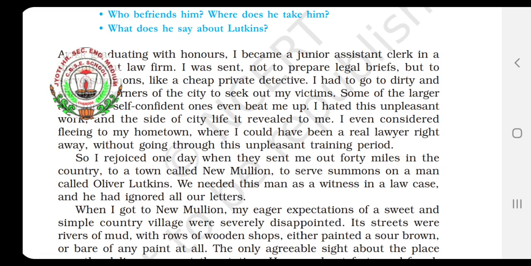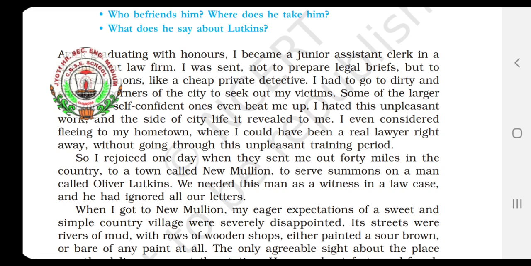a town called New Mullion to serve summons on a man called Oliver Lutkins. We needed this man as a witness in a law case, and he had ignored all our letters." So one day he was very happy, he enjoyed that. What he enjoyed? When he was sent out 40 miles away to the country, here meaning outside the city. To a town, and the name of the town was New Mullion.